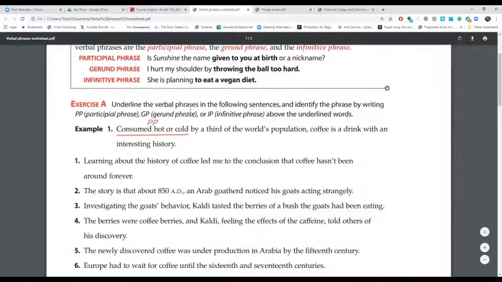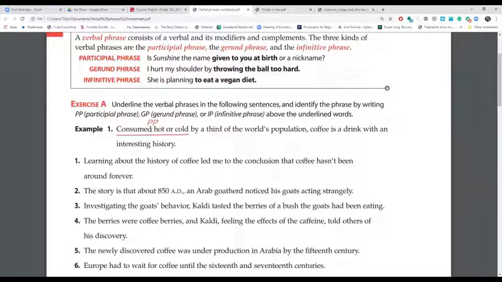So here all we're doing is underlining the verbal phrase in the following sentences and identifying the phrase by writing participle, gerund, or infinitive above the underlined words. So this one here: consumed hot or cold by a third of the world's population, coffee is a drink with an interesting history. This is a past participle. We know that because it takes the verb to consume, which means to drink or eat, like to consume something is to take it into your body somehow.